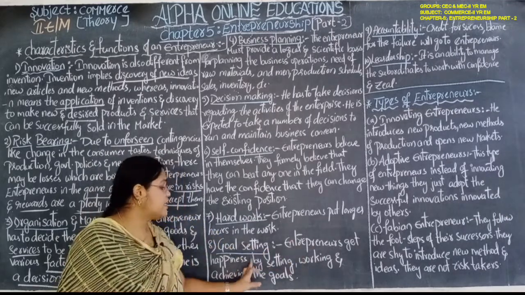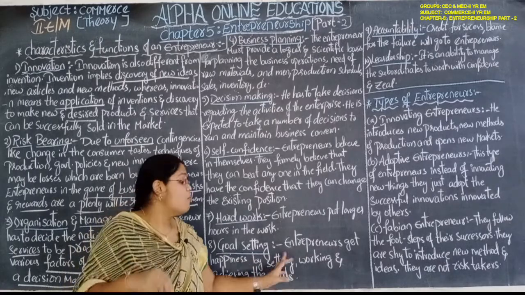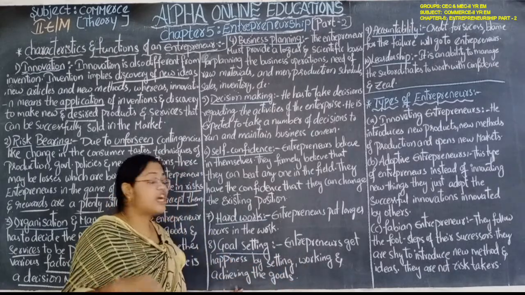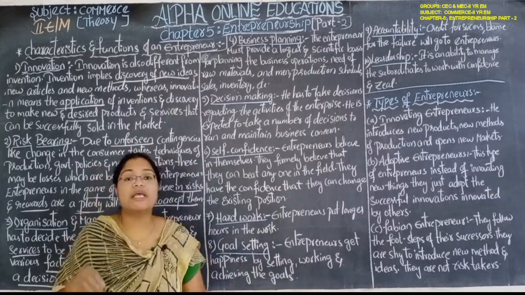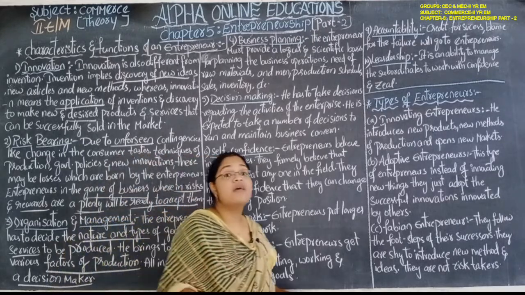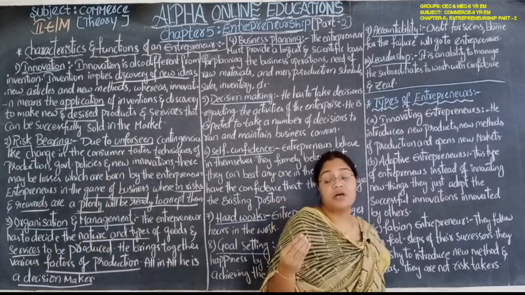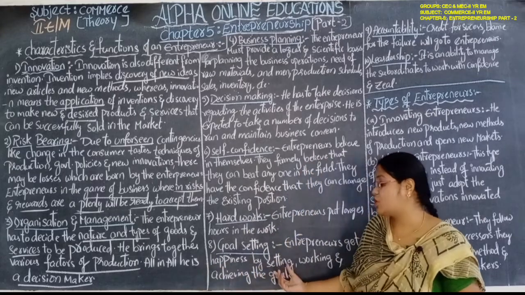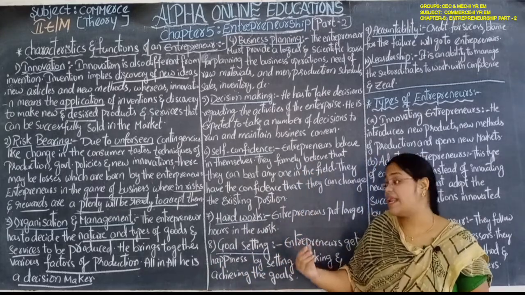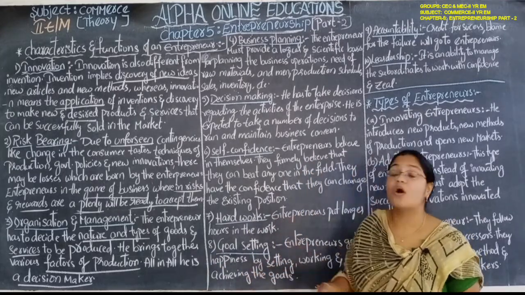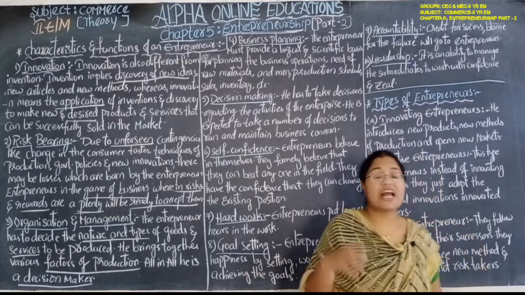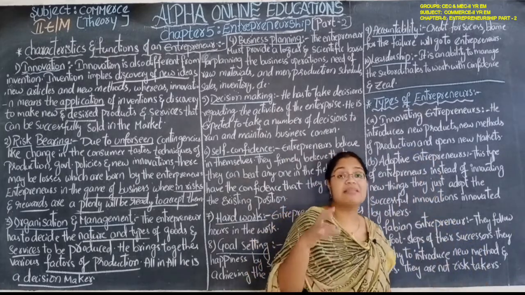An entrepreneur gets happiness by setting the goal, working for that goal, and achieving the goal. By achieving the goal, he will get more satisfaction. Whatever satisfaction he gets while setting the goal is very little compared to the goal he has achieved. Achievement will bring more happiness than the setting.